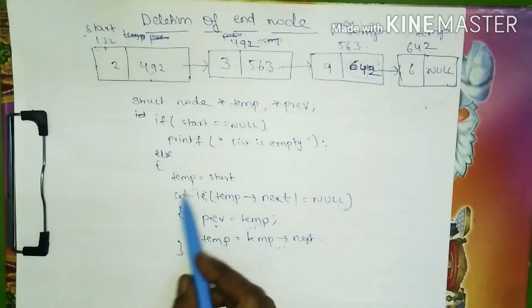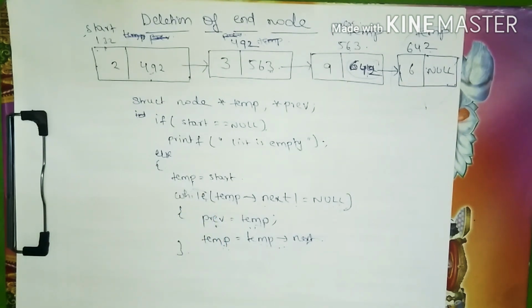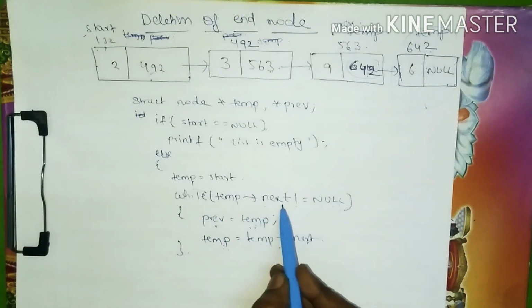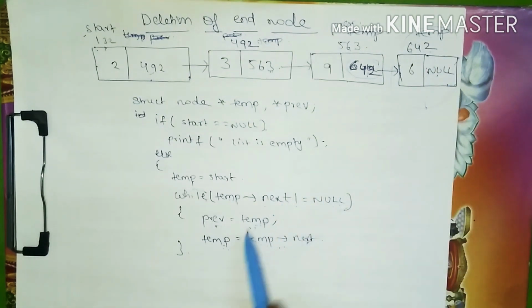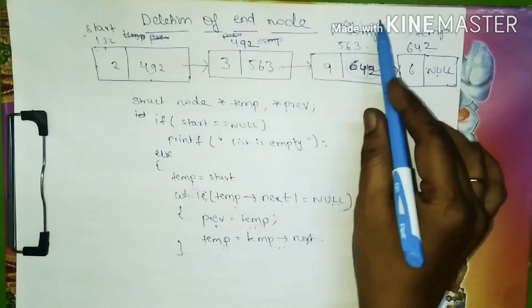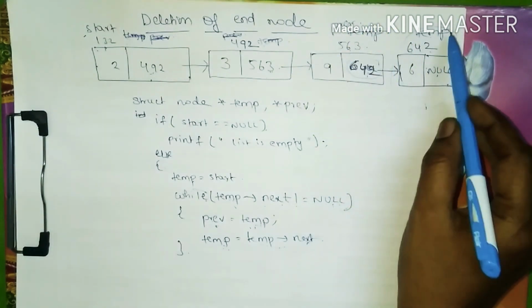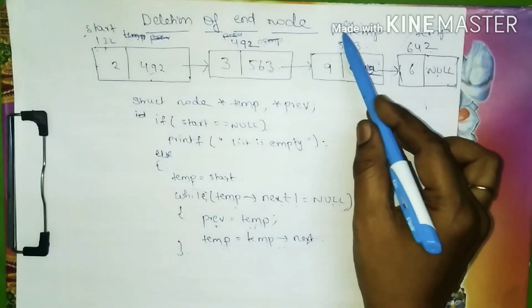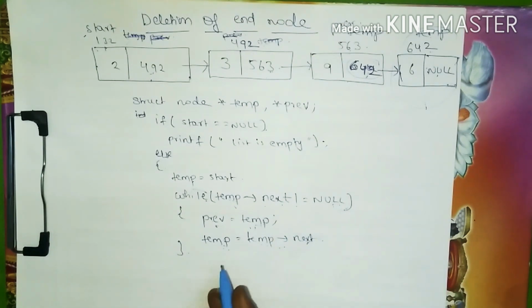Now next, when I come over here, temp next, what is temp next value now? Null. Null not equal to null, satisfied? No, it is not satisfied. So I come out of the loop. Now this node is named and this node is named. Now what I have to do? I have to delete this node and prev next should be made as null.